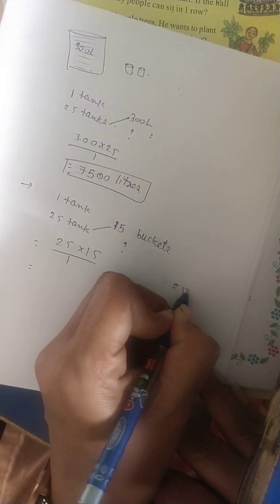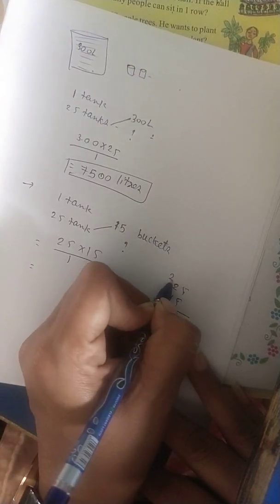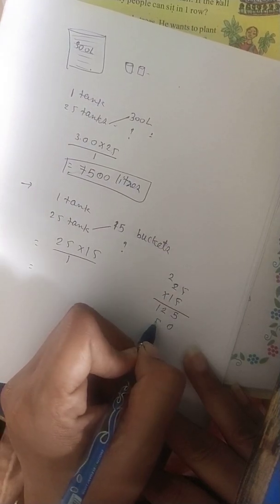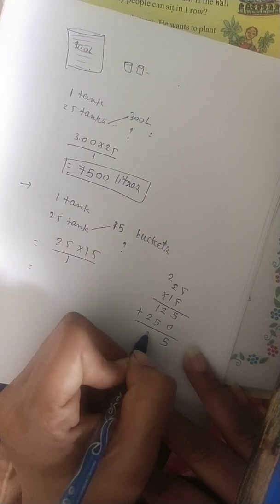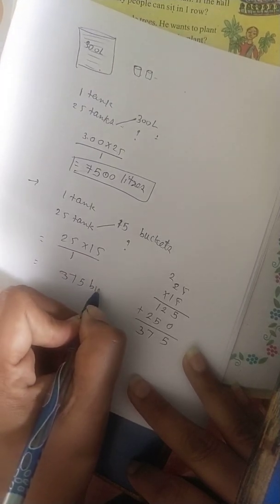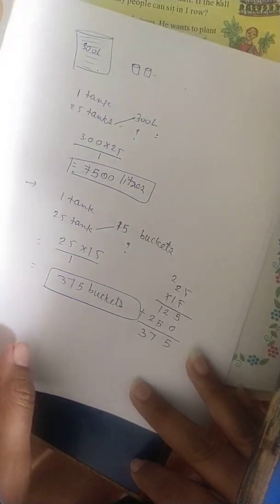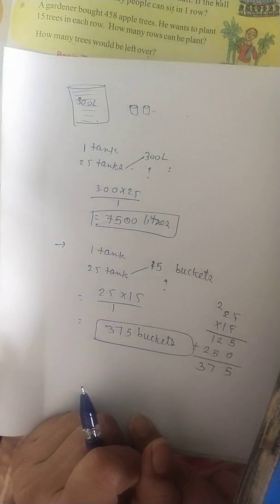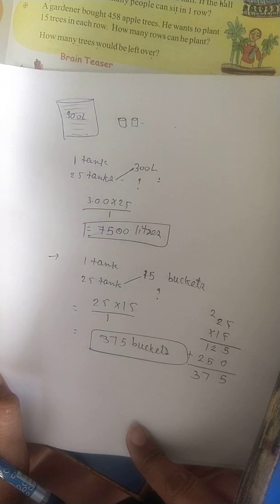You have to do the multiplication. 25 multiplied by 15. 5 5s are 25, carrying 2. 5 2s are 10 and 2 is 12. Here 0 (carry), 1 5 is 5, 1 2 is 2. Clear? So 375 buckets. We can fill 375 buckets from 25 tanks. Understood, students? So this way you have to write in your notebook.